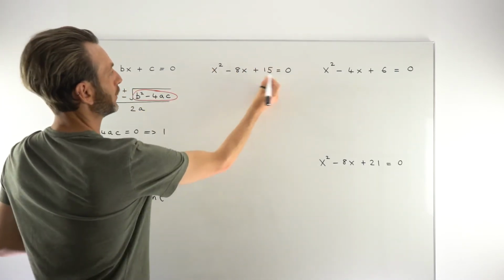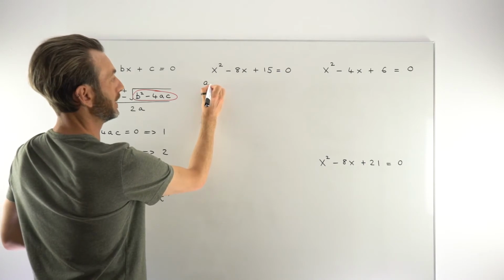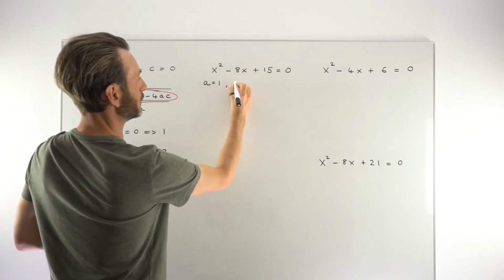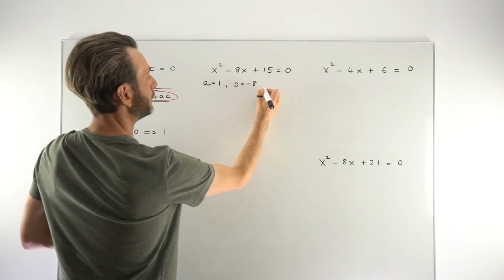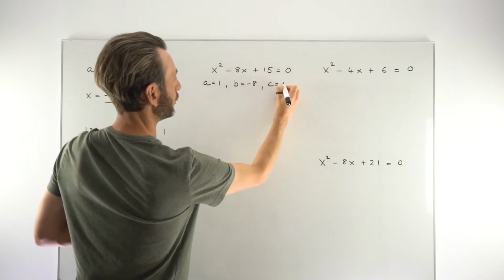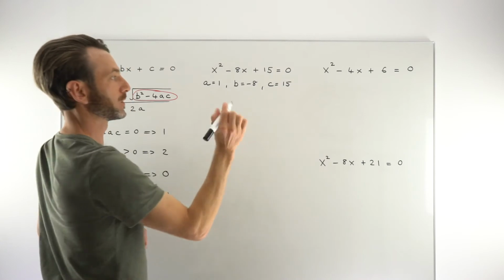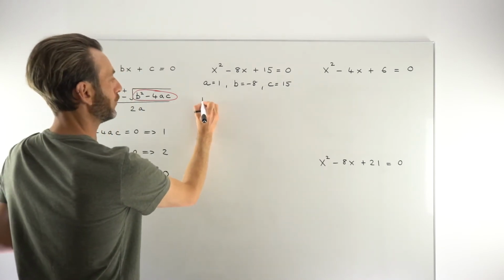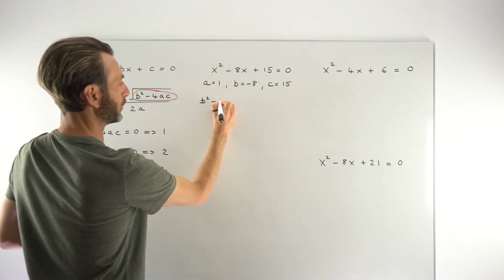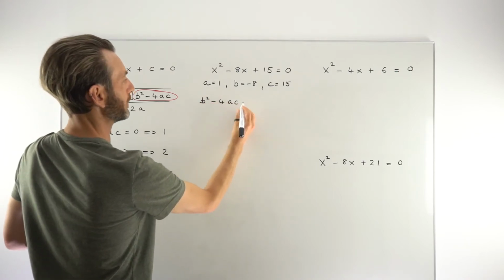So the first example here, let's start by identifying the a, b, and the c value. So the a value is 1, so there's a 1 in here. The b value is -8, and the c value is 15. What I want to do first of all, I should just say it's good practice to write these down, by the way. What I want to do first of all is just work out the b squared minus 4ac, the discriminant, and see what we get for that.